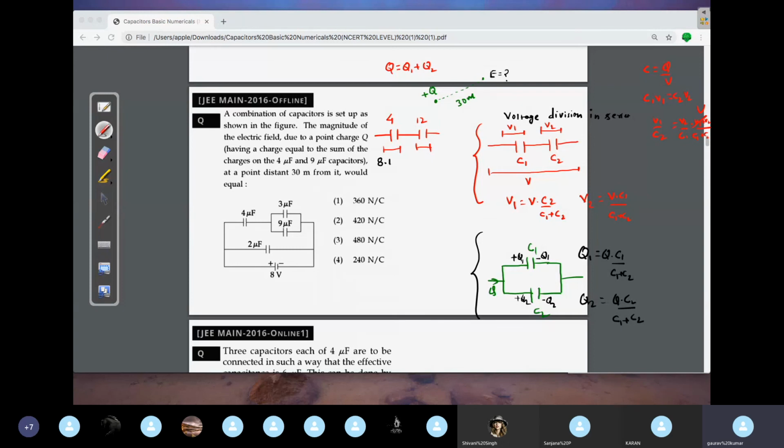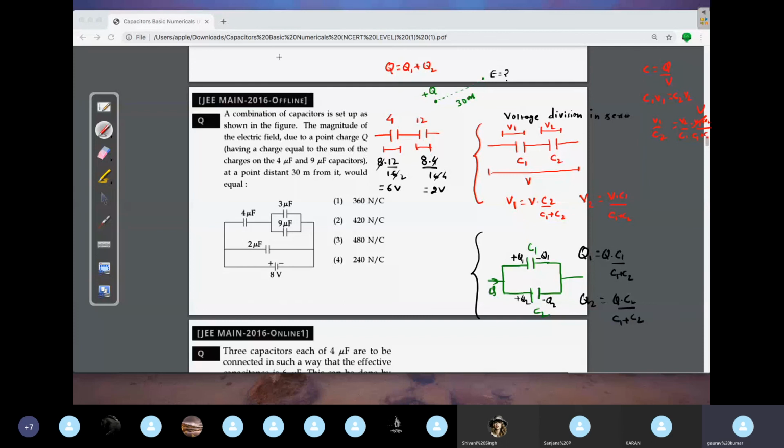8 into 12 by 16. Right, 8 into 12 by 16. So this will be 2, so you'll get 6 volts here. Obviously, you should get 2 volts on the other. You can cross verify also by the way. 8 into 4 by 16, so you'll get 2 volts.